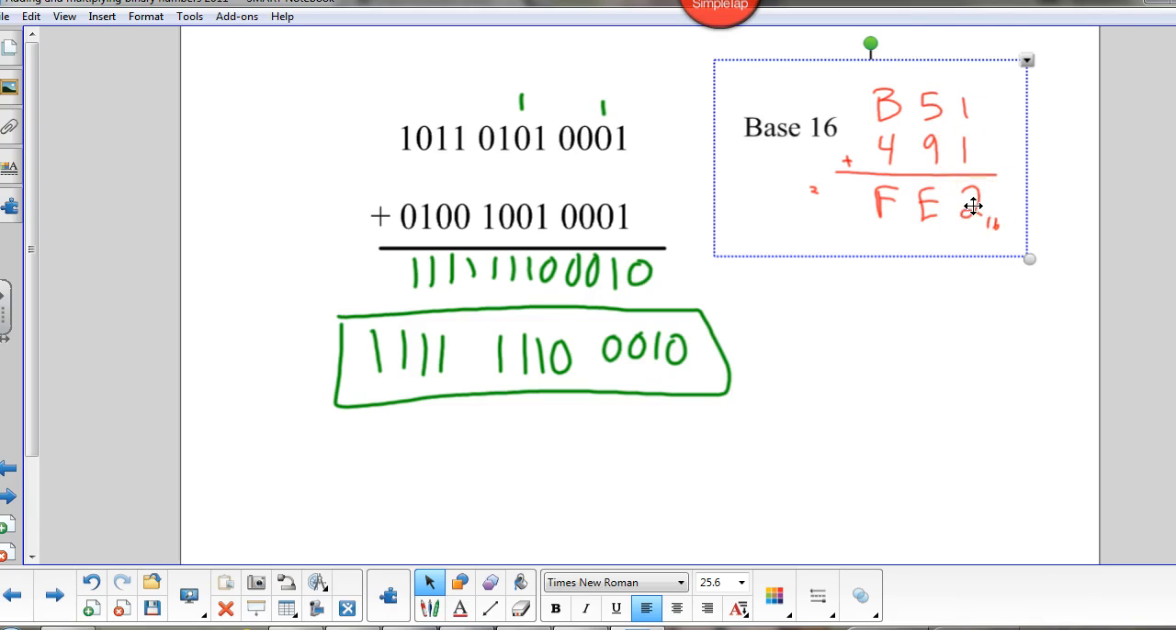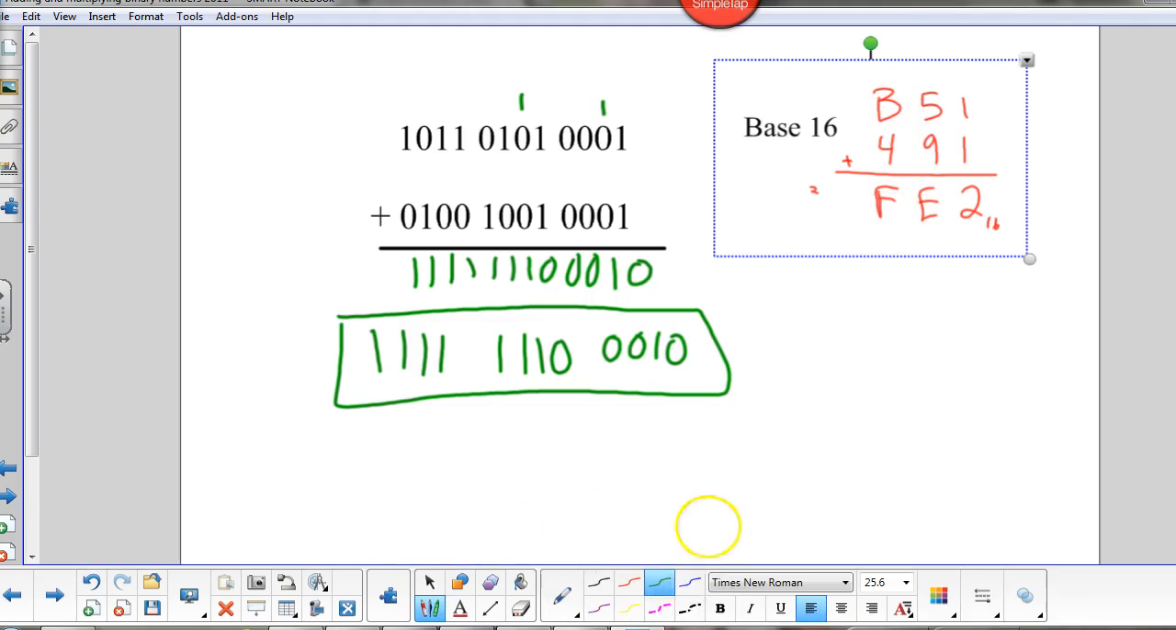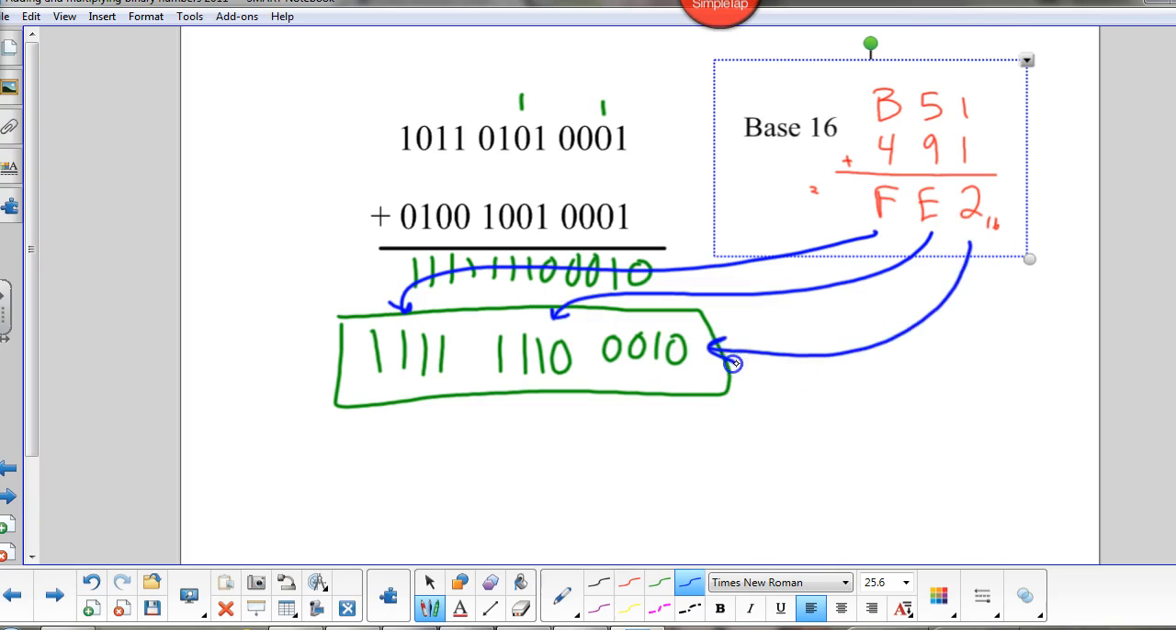Now in base 16, a little trickier, right? 5 plus 9 is 14, which in base 16 is E. And then B is 11 plus 4 is 15, and that would add up to F. And then take a look: F is 1111, E is 1110, and 2 is 0010. So it does check out.